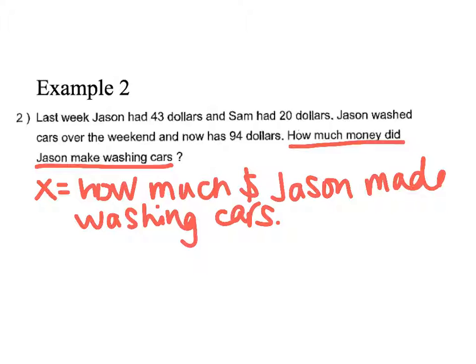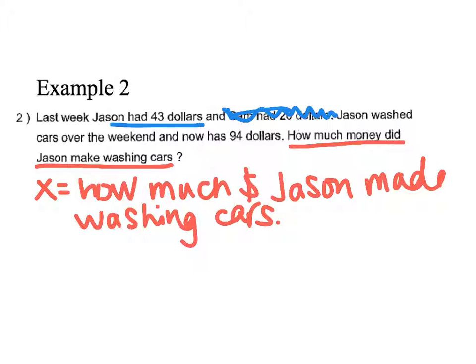Okay, so last week Jason had $43. Sam had $20. Nowhere in this problem do they ask us anything about Sam. They don't say that Sam gave his money to Jason. Nothing about that. So Sam having $20 is just extra information that we don't need. That has nothing to do with Jason. So you don't need that 20.